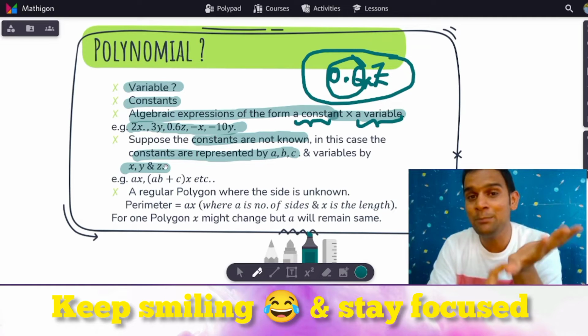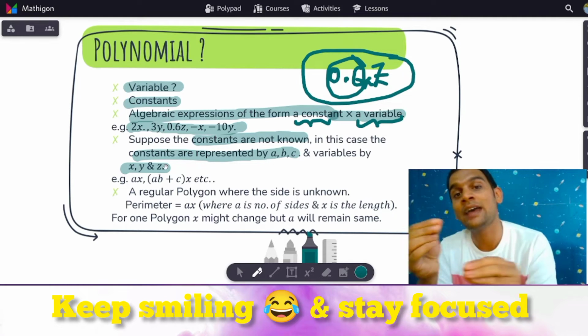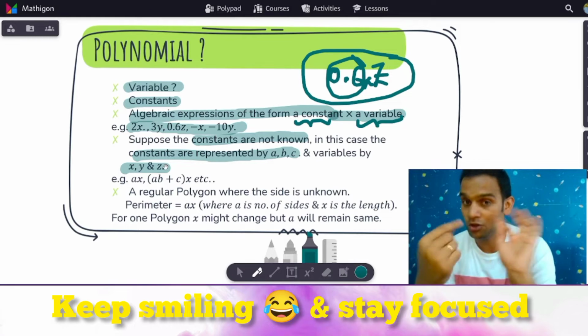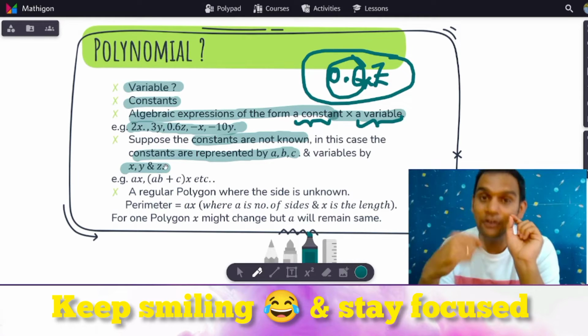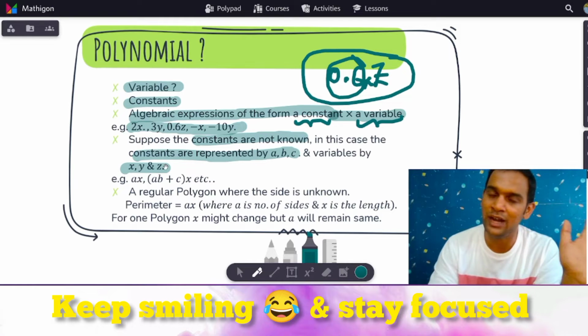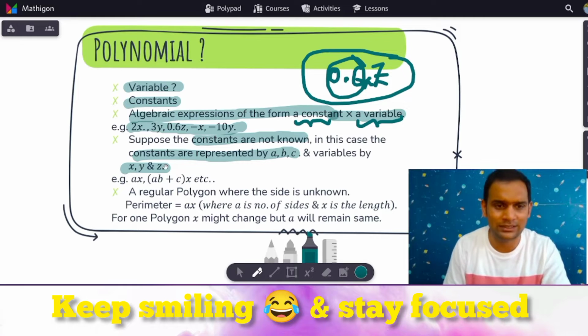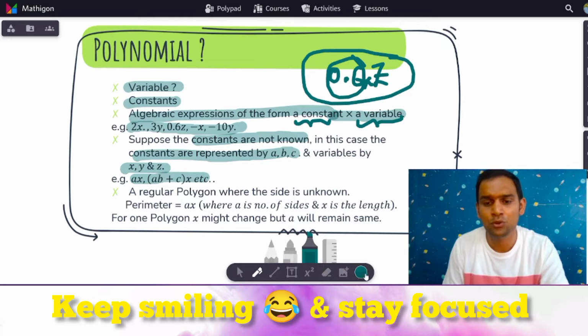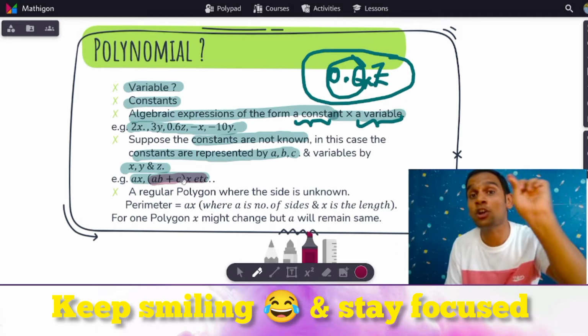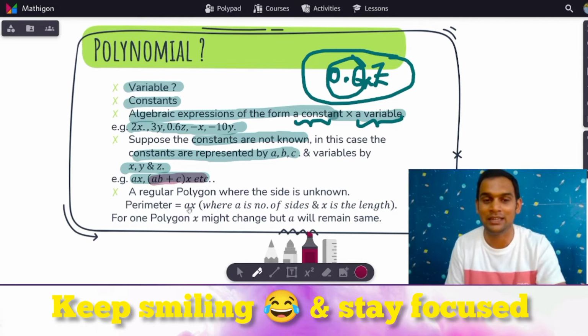The letters A, B, C, D are used as constants. What type of constant, we will study in a while. And W, X, Y, Z are used as variables. I hope that is clear. So let's take one example, randomly, it could be AX. Here A is a constant and X is a variable. Now if you have AB plus C multiplied by X, that means AB plus C is a constant and only X is a variable.